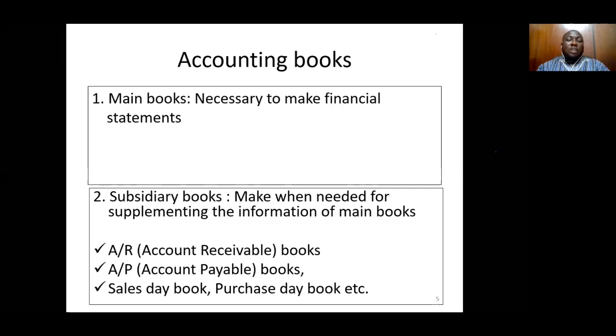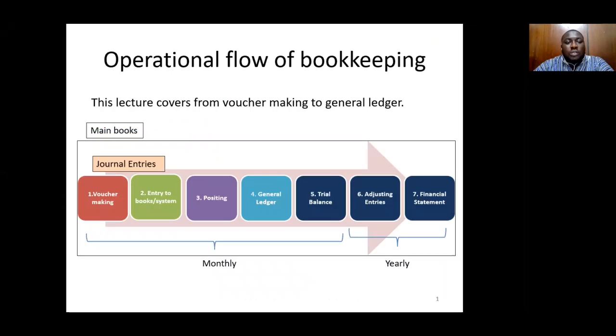In accounting, we have two types of books. We have the main books and the subsidiary books. The main books are needed to make financial statements, which consist of the general journal and the general ledger. And the subsidiary books are needed for supplementing the information of the main books. And in this lecture, I'll be taking you through the cash book. This lecture covers from voucher making to general ledger.